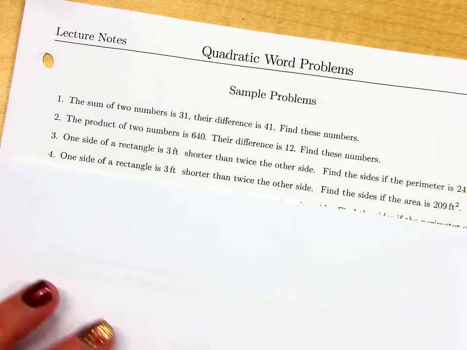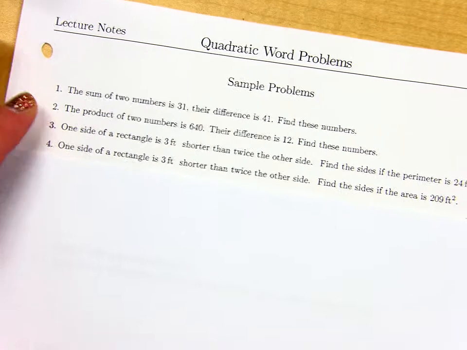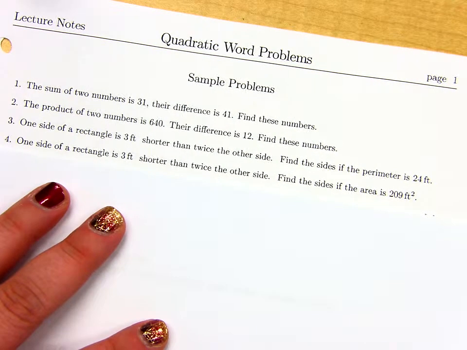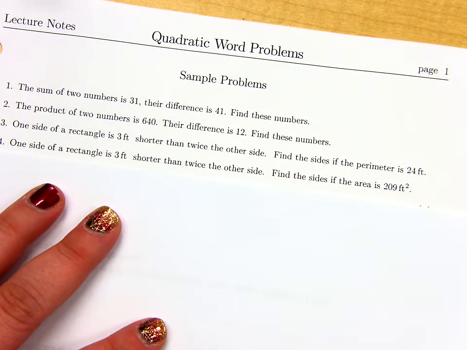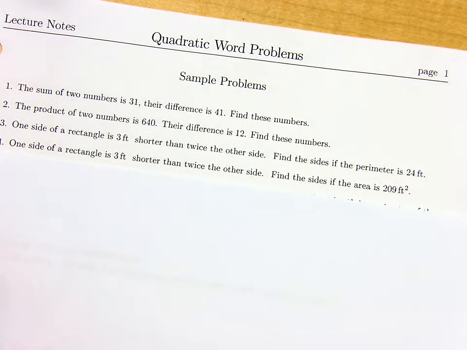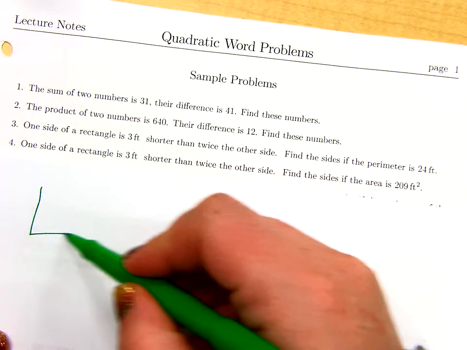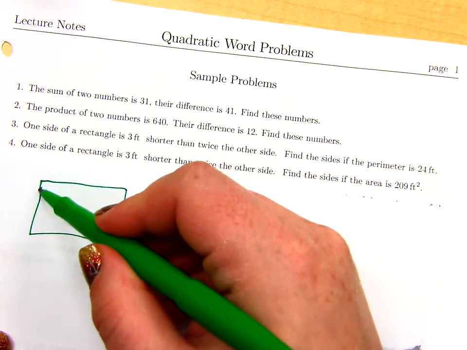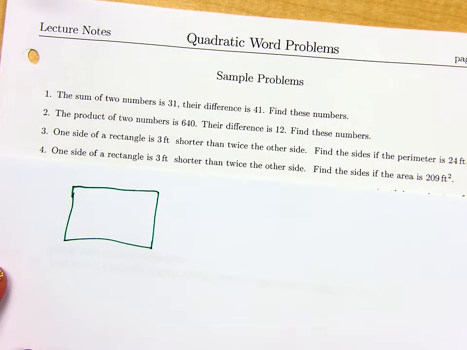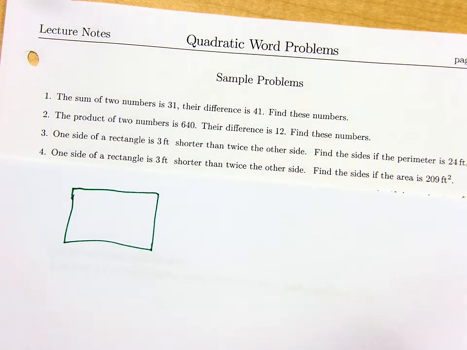Okay, we're looking at number 4 on this sheet, which says one side of a rectangle is 3 feet shorter than twice the other side. Find the sides if the area is 209 feet squared. All right, draw yourself a rectangle. I don't know if you remember how we set these up, but just read it. One side of a rectangle is 3 feet shorter than twice the other side.